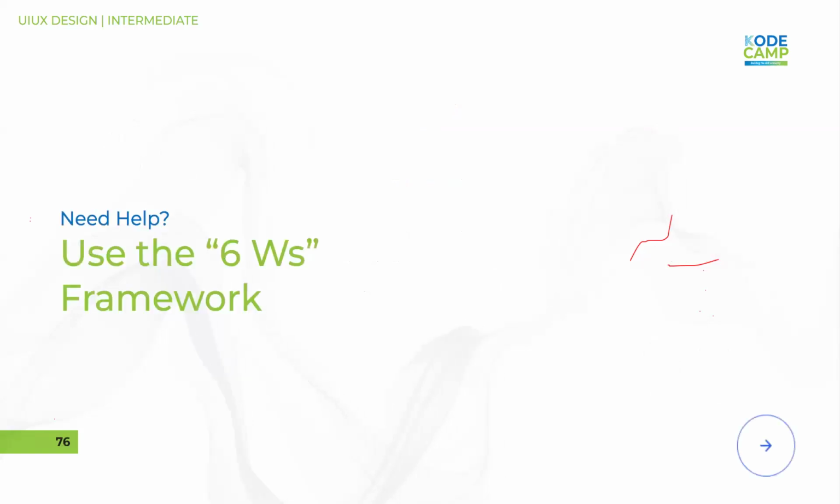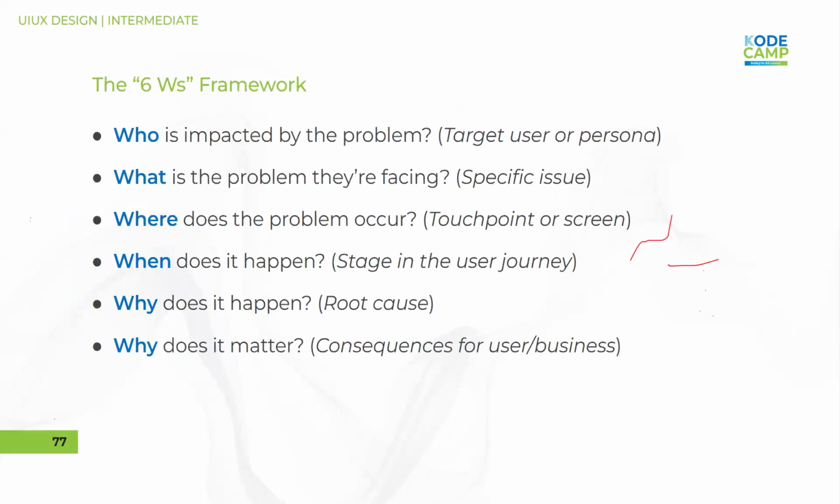Now let's look at this. When writing a problem statement, do you need help? Are you still confused? This is a very simple framework to use: the 6 W's. What are these 6 W's? The 6 W's are: who is impacted by the problem? These are your target users or personas. What is the problem they are facing? Where does the problem occur? When does it happen? Why does it happen? And why does it matter?